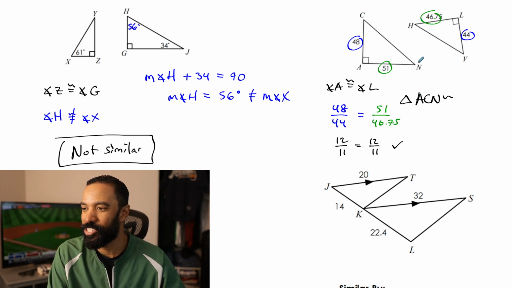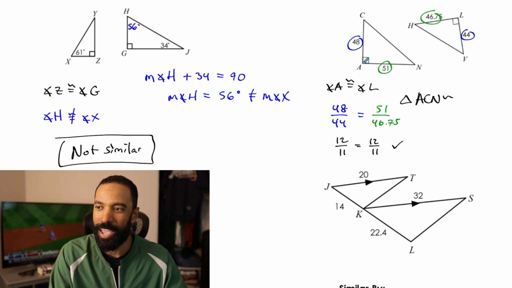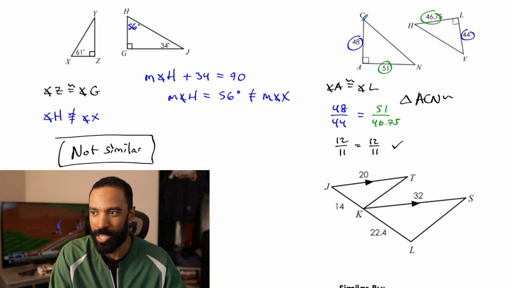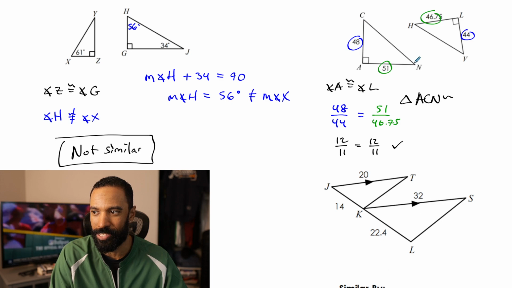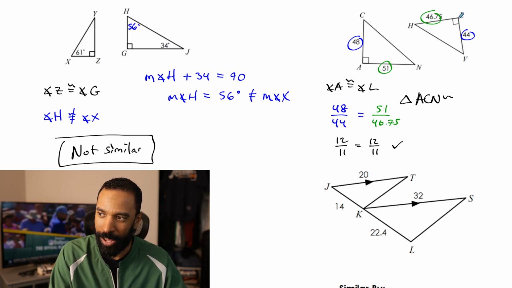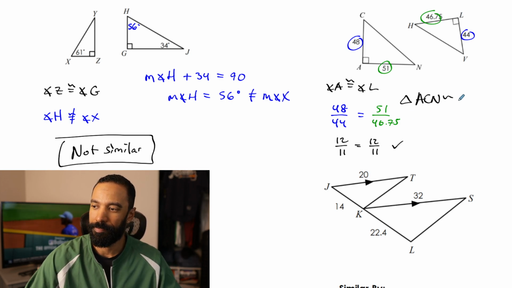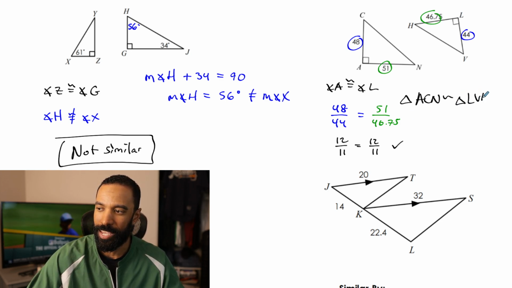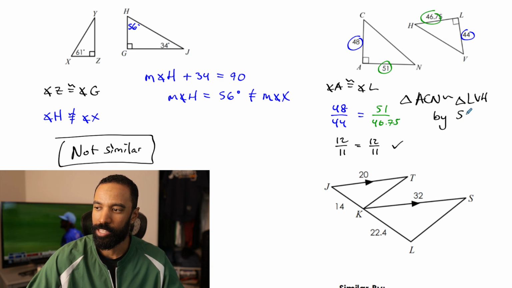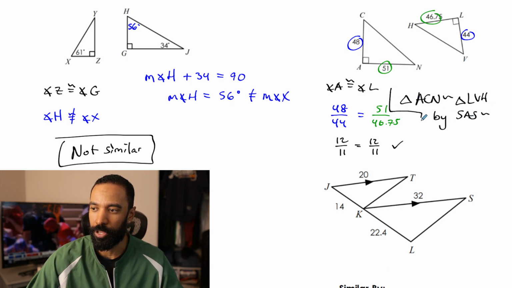Triangle ACN is similar to, let's see, we go from the right angle across the shorter of the two known sides into the hypotenuse to do that, ACN. So let's go the right angle, L, across the shorter of the two sides is the hypotenuse, LVH. Triangle LVH. This is by the side angle side similarity theorem.